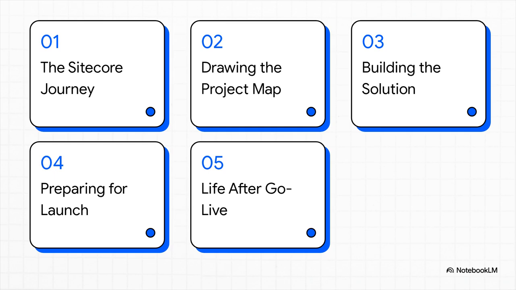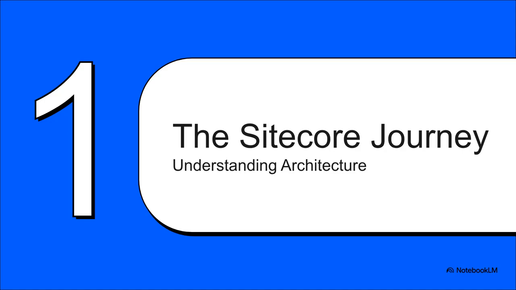All right, so here's the journey we're going to take today. We'll kick things off with the basics, then we'll map out that all-important planning phase. After that, we'll walk through the build, get everything ready for launch, and finally, we'll talk about what happens after you go live. You know, before we can even think about building anything, we've got to understand how the machine actually works. So let's pop the hood and take a look at Sitecore's core architecture.